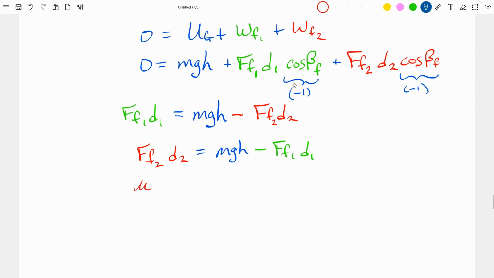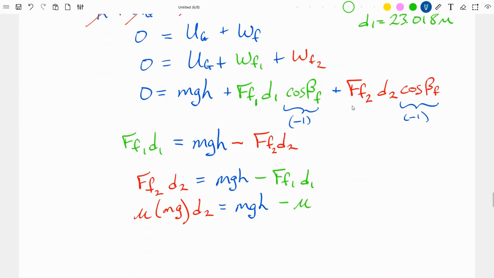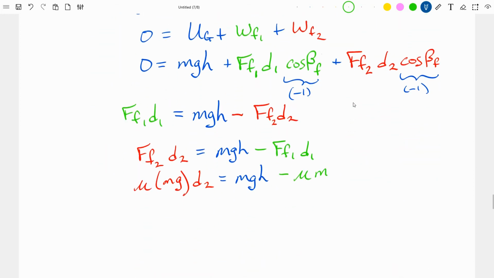So this is going to be mu times the normal force in part 2, which is m times g, times the distance moved. And that is equal to mg height minus force of friction part 1, which is mu times the normal force in part 1. How big is the normal force in part 1? Well, as we've seen before, it's going to balance the force of gravity perpendicular. So that's going to be mg cosine of the angle of the incline.